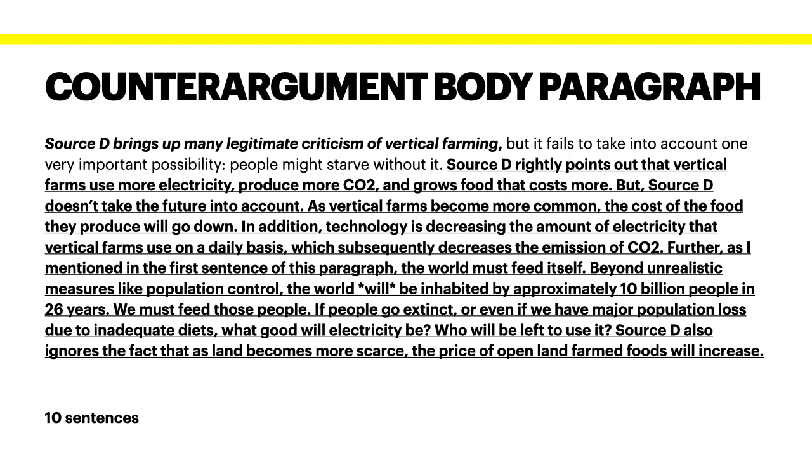But if you read through this, I think that I write a convincing argument for vertical farming against source D, and I address specific issues that source D brings up. For example, source D brings up the idea that food produced in vertical farming is more expensive. Well, I point out in my paragraph that it's more expensive now, but the more popular vertical farming becomes, the less expensive it will be, and therefore it will reach the masses eventually.